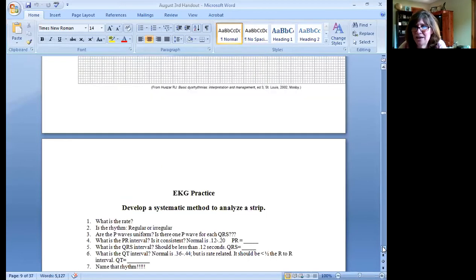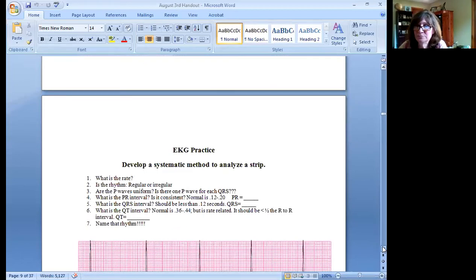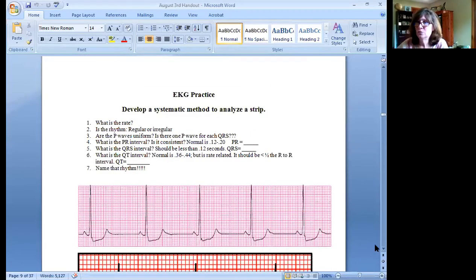All righty. So here's our systematic overview. What's the rate? What's the rhythm? Is it regular or irregular? Is there a nice uniform P wave each time? Does each P wave have a QRS? What's the PR interval? Is it between 0.12 and 0.20? What's the QRS? Is it nice and skinny? Is it less than 0.12? And what's the QT? Is it normal range? Remember, it should be less than half the distance between the R to R. And name that rhythm.